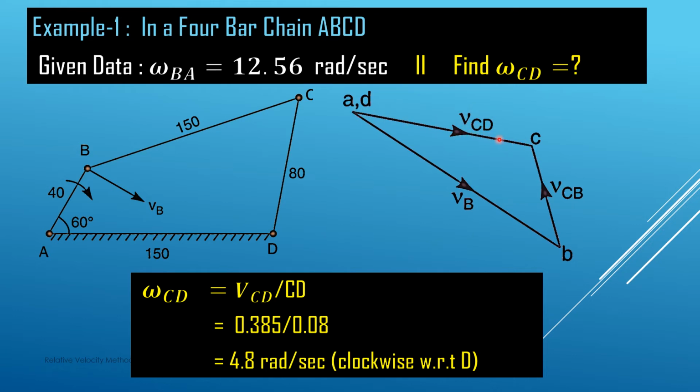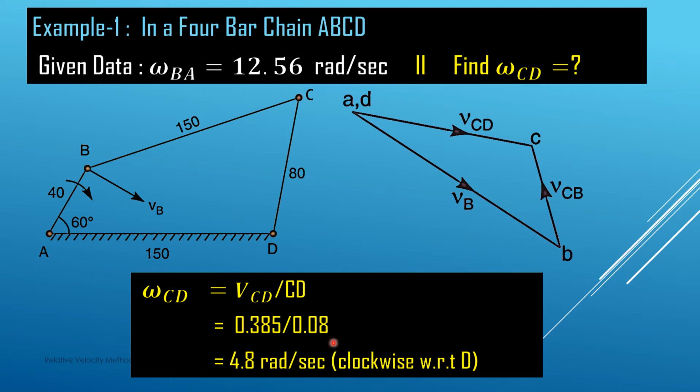So we measure this, and as per the scale we can convert to the velocity. So this velocity is coming out to be 0.385 meter per second. The CD length is 80, that is 0.08 meter. So when we solve this, we are getting 4.8 radian per second. So this is the numerical value. And now we have to find out the direction also.